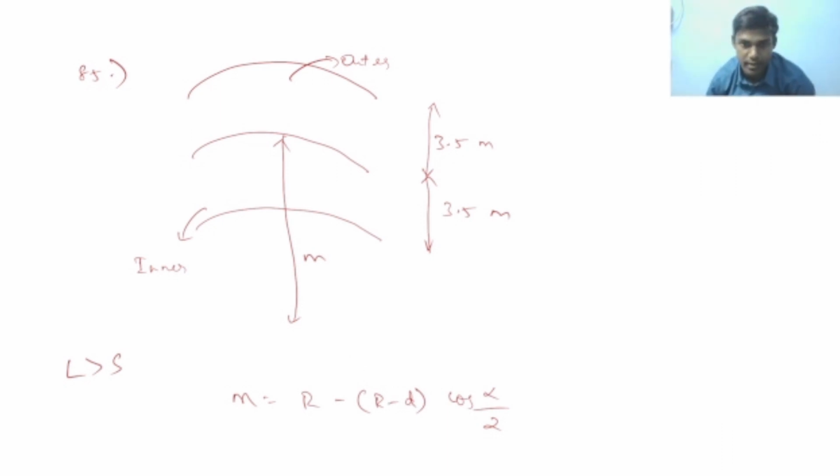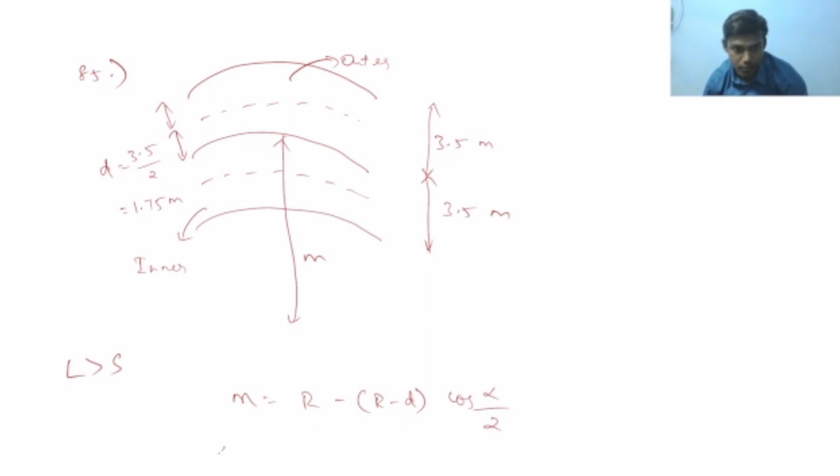So what is D here? So D will be this. This is center line of outer lane and this is center line of inner lane. So the D is nothing but this distance. So D is equal to 3.5 divided by 2. It will be 1.75 meter. So this is what D.